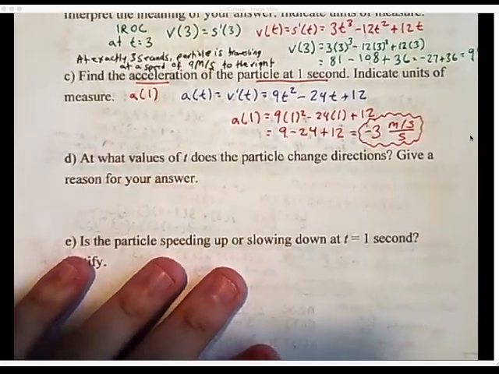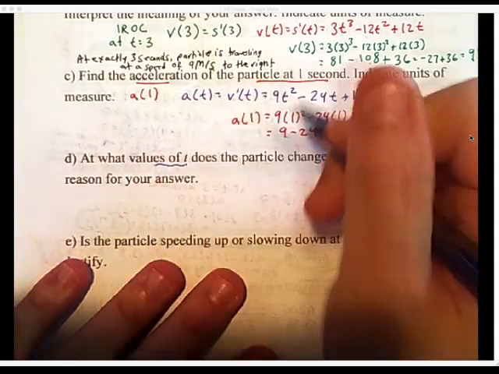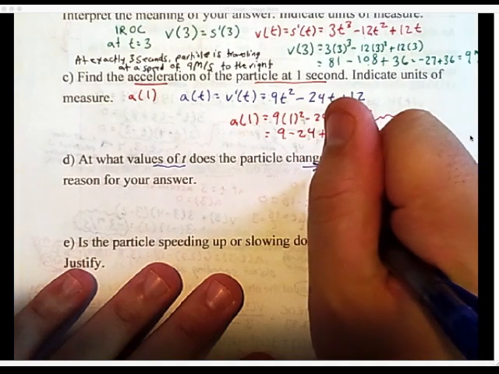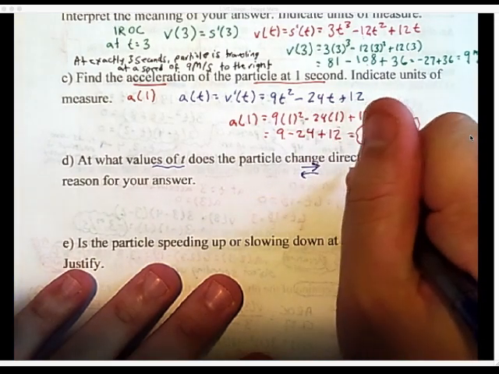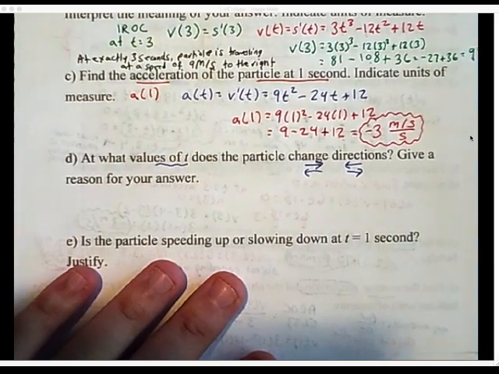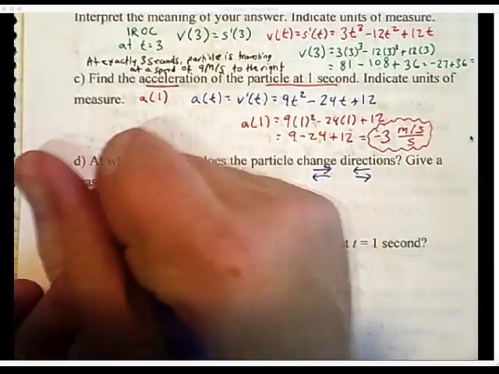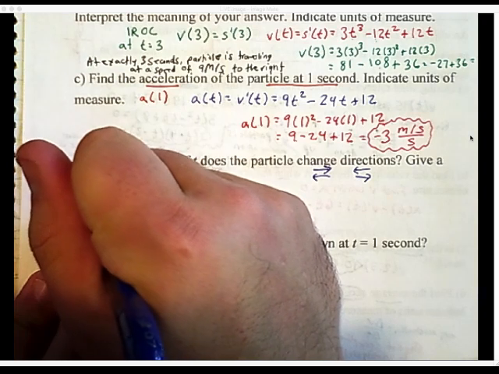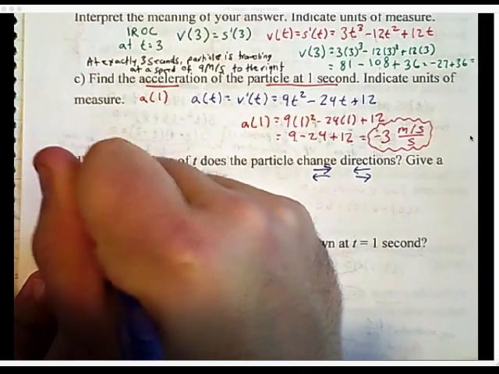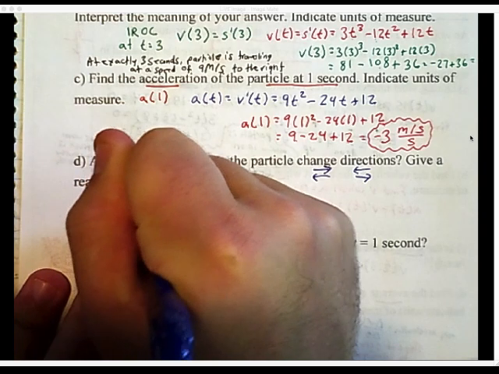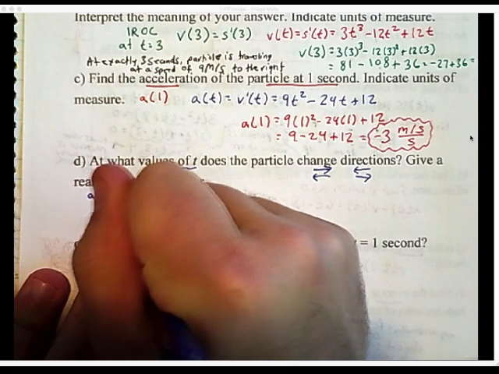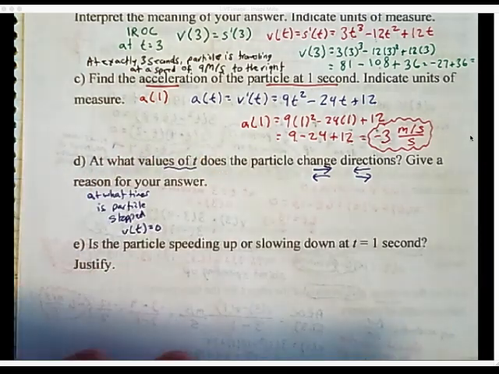Part D, at what values of time does the particle change direction? So what does that mean? It goes from the right to the left, or from the left to the right. And it gives a reason for your answer. So let's first find at what times the particle is stopped. So what does that mean? When is the velocity 0?